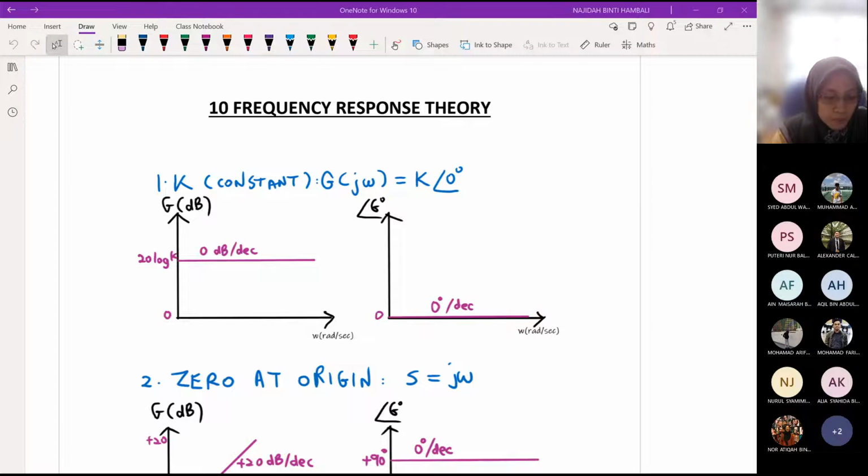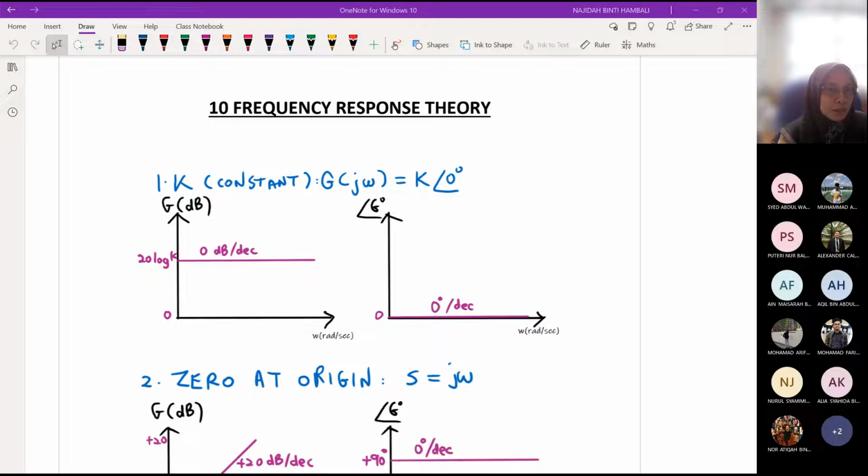So for the next class, please be prepared with your semi-log graph paper, since I cannot post the hard copy of semi-log graph paper. I already uploaded in the general part of the file, the Teams, and you can download from the frequency response folder. There will be semi-log graph paper four decades. So dia maksudnya dia ada empat cycle from scaling 1 until 9, and then repeat balik 1 until 9. Dia ada 4 cycle saja, 4 decades, that's enough.